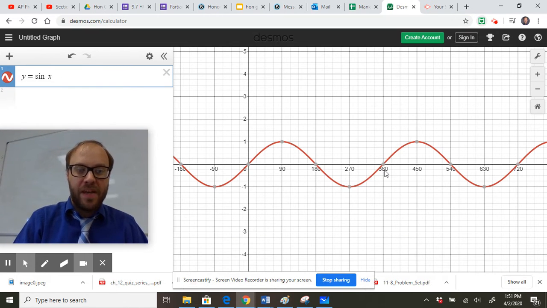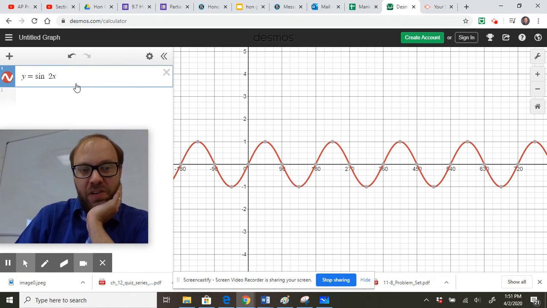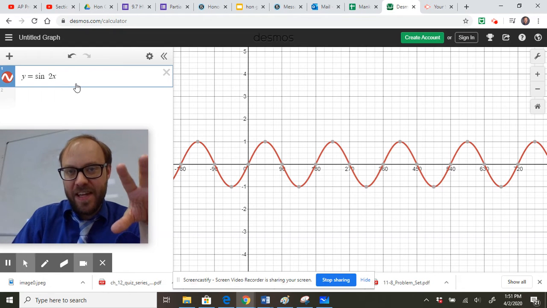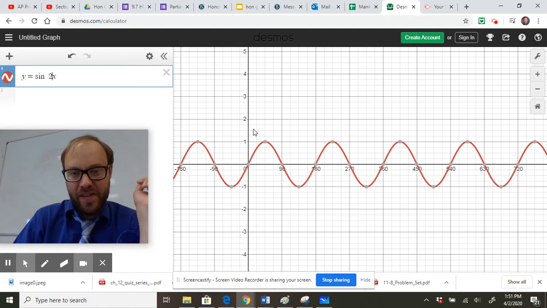Anyway, the big idea here is that if I, for example, multiply x by a number, if I do sine of 2x, notice that the period changes. Well, let's look specifically at how the period changes. It looks like we have more cycles, basically. But let's look at the period. The period was 360 degrees. Notice the period is now 180 degrees. So multiplying by 2 made the period drop from 360 to 180.